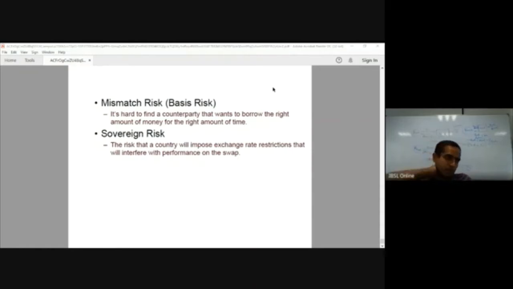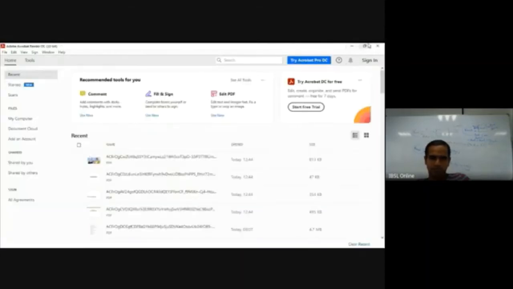Mismatch risk, if you can't match it perfectly, right? So for example, if you have to pay monthly dollar interest and quarterly sterling interest, then it's not a perfect hedge. You'll carry basis risk. Sovereign risk is the risk of a country defaulting. Country default is called sovereign risk. Right. So that is about it in terms of coverage.